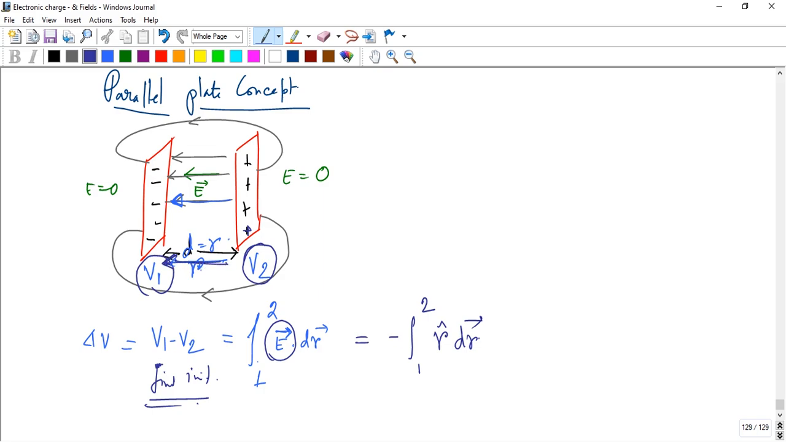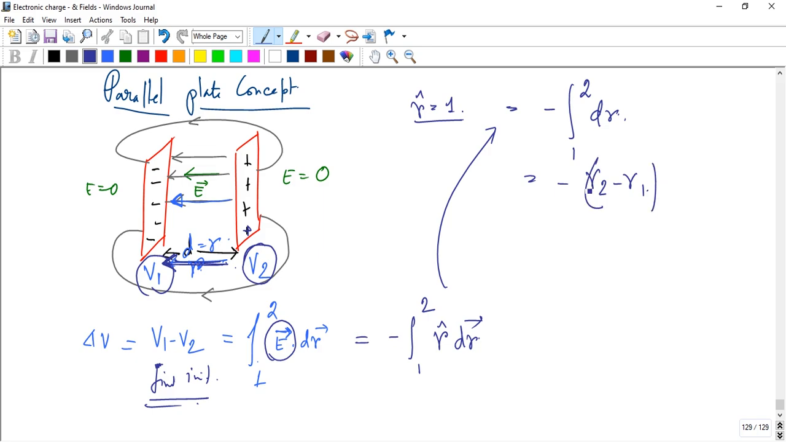The electric field direction gives the magnitude with a minus sign. So with E dr, we know the unit vector r cap is 1. So we get minus the integration from 1 to 2 of dr, which is r2 minus r1. That is the position vector, the displacement between these two plates. So R2 minus R1 is equal to D, or equal to R.